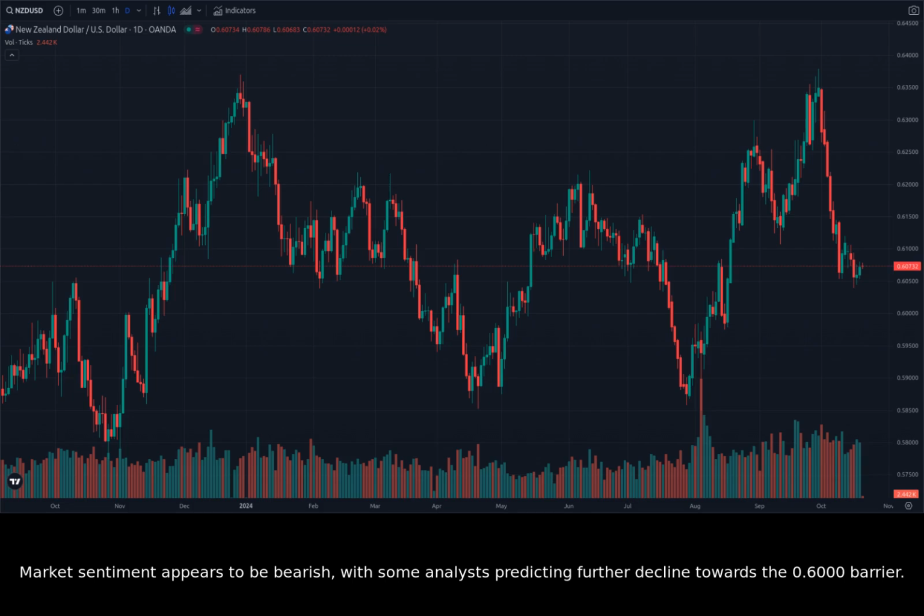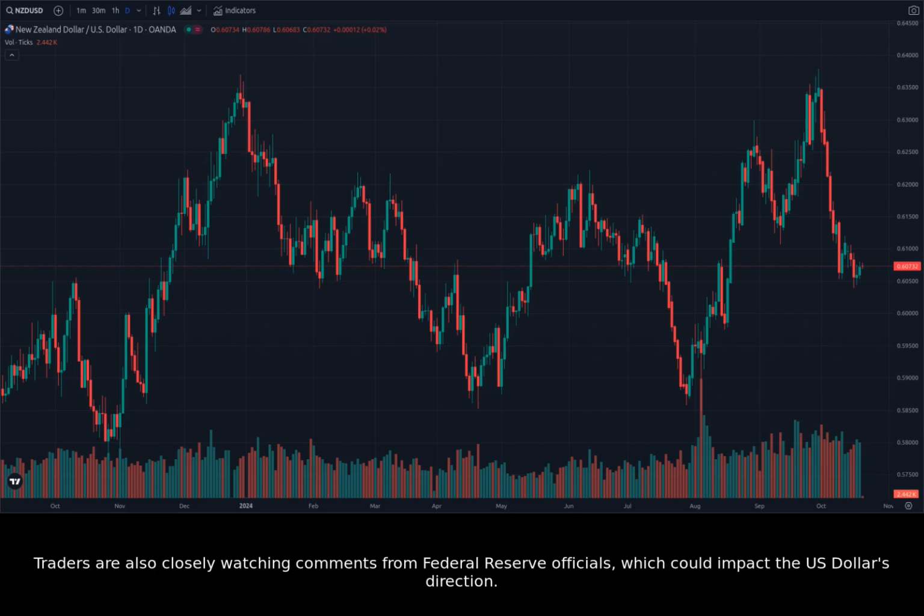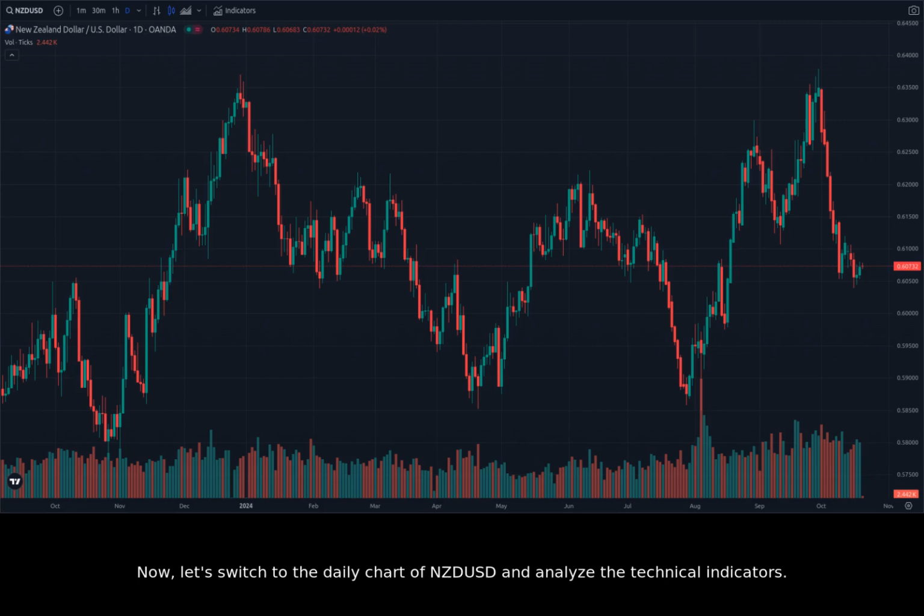Market sentiment appears to be bearish, with some analysts predicting further decline towards the 0.6000 barrier. Traders are also closely watching comments from Federal Reserve officials, which could impact the US dollar's direction. While the news suggests a bearish outlook, we need to see how these events are reflected in the charts to get a clearer picture. Now, let's switch to the daily chart of NZDUSD and analyze the technical indicators.